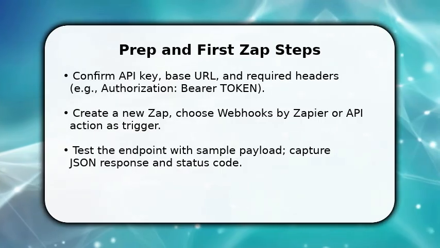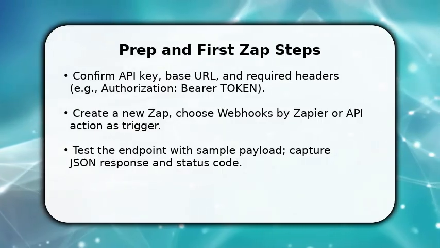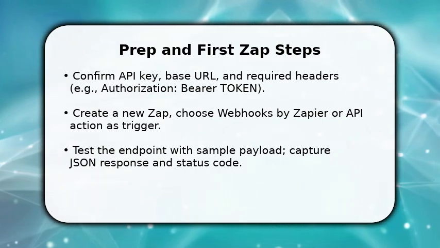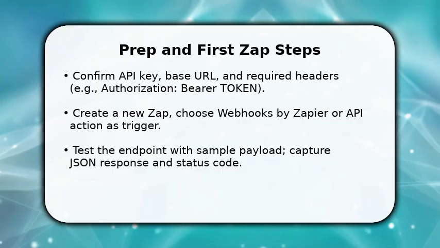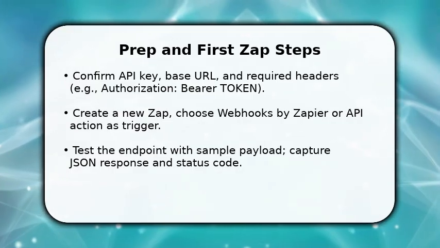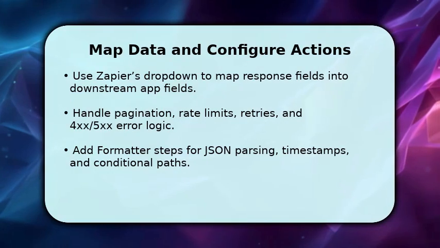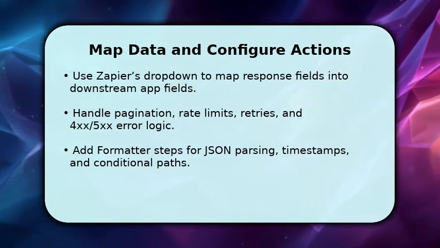Make sure to note authentication type, bearer, basic, or API key, because the next step uses those credentials directly in action setup. Once Zapier has captured a sample, map response fields into your action's inputs using the drop-down menus. This ensures accurate data flow.